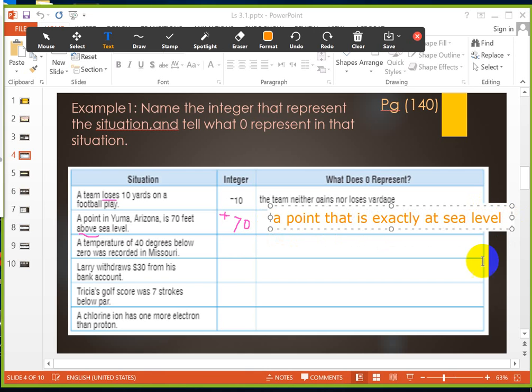Okay, this is the answer. You can write it. Now let's see the third situation.